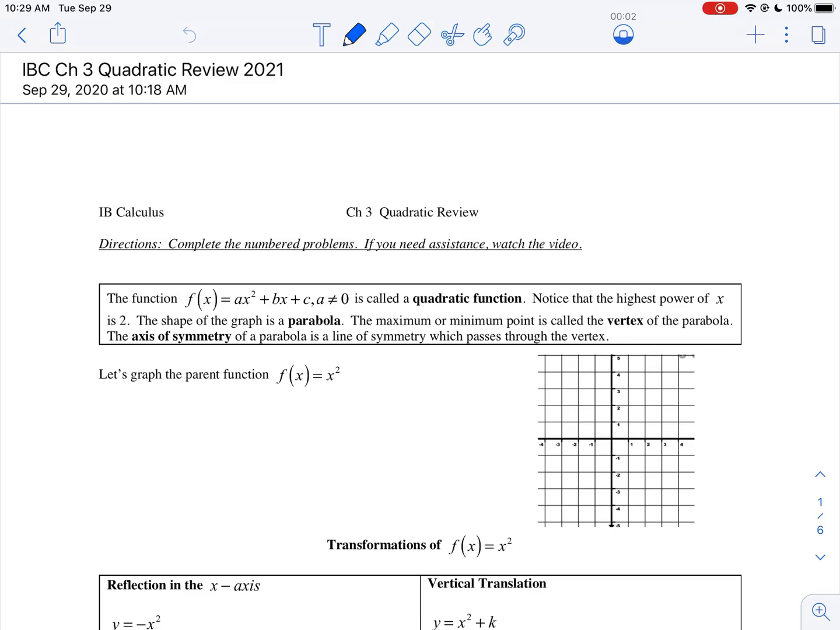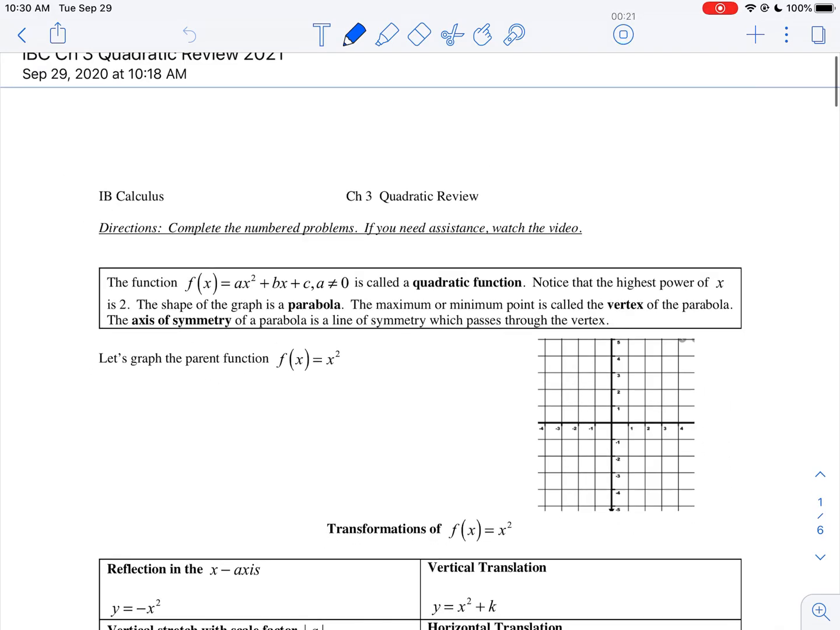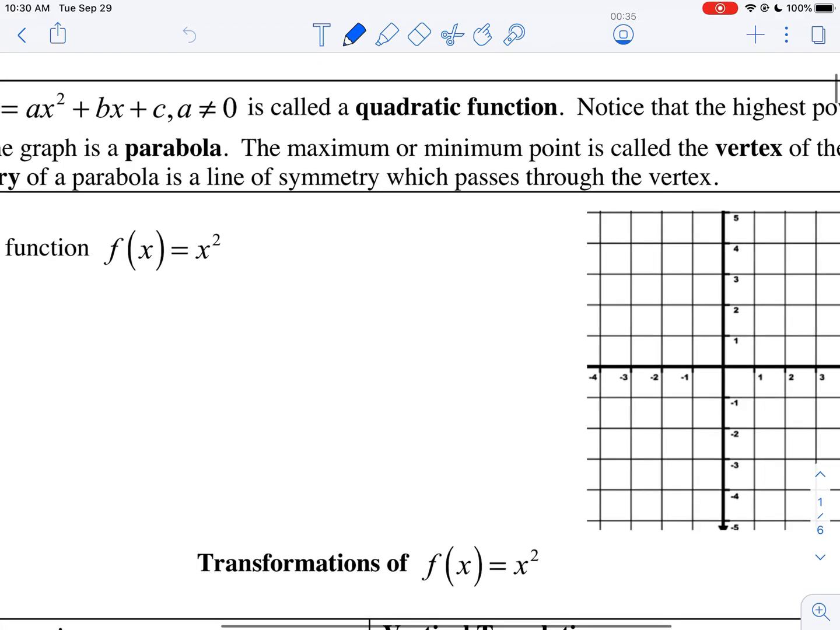This video is for those of you that need a little refresher on some quadratic functions. All right, so your job is you just do the numbered problems and do as much as you need. Then I'm going to link this from YouTube so that there's no Edpuzzle and you can just fast forward to wherever you need assistance, okay?